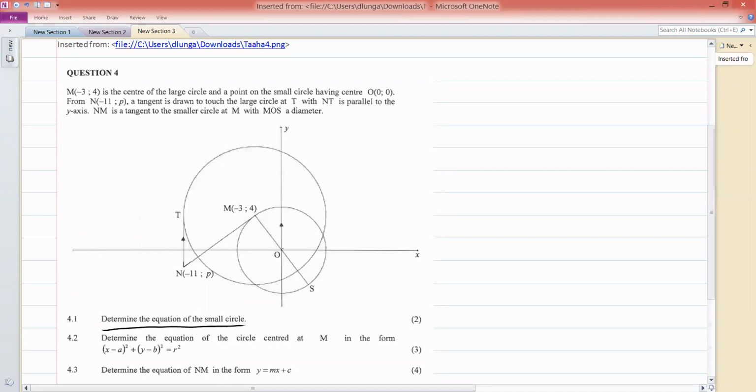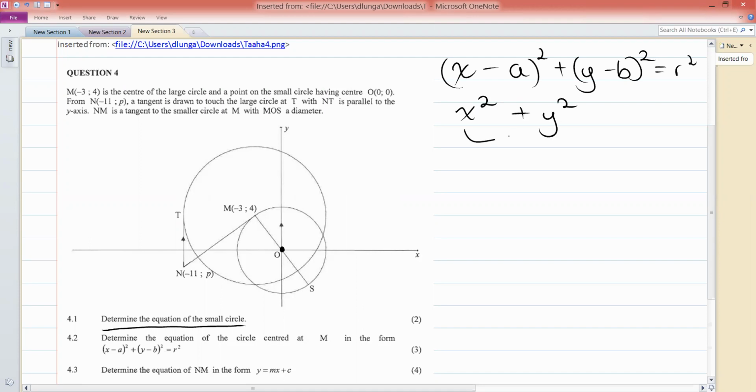Okay, so if your circle is centered about the origin, remember the general equation of a circle: (x minus a) squared plus (y minus b) squared is equal to r squared. If it's centered at the origin, it's just going to be x squared plus y squared. So for doing that part, you're going to get a mark. What we now need to figure out is r, the radius here.